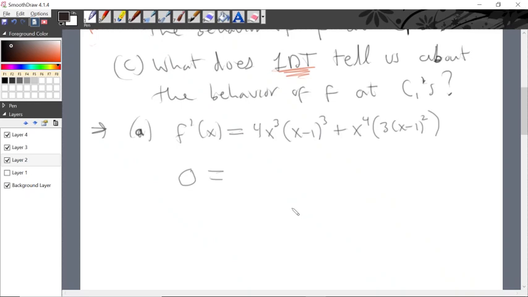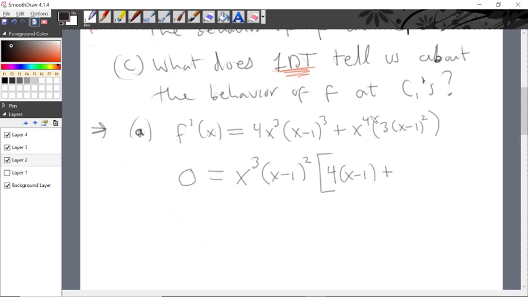Well, in order to solve that equation, I'm going to want to factor this. So let me find some common factors. We have an x cubed here, and we have x to the fourth here. So I'm going to take out an x cubed, and then we also have (x minus 1) cubed here, but (x minus 1) squared over here. So I'm going to take out (x minus 1) squared. I'll open up a bracket. So we are left with a factor of 4 here, and another factor of x minus 1 here as well.